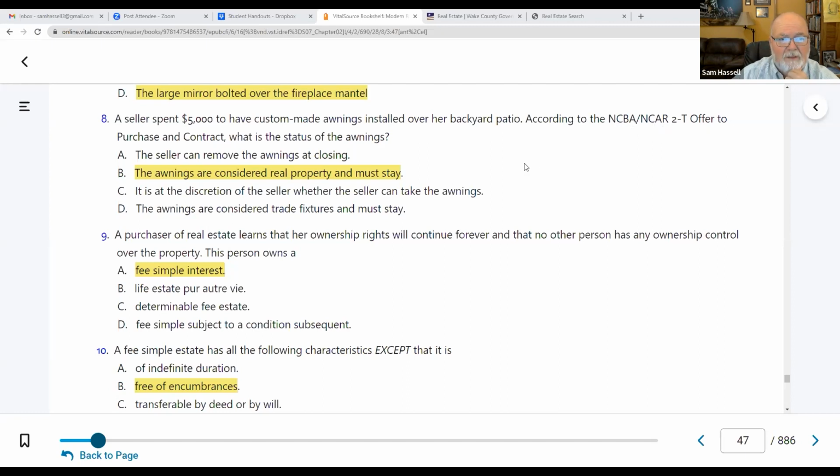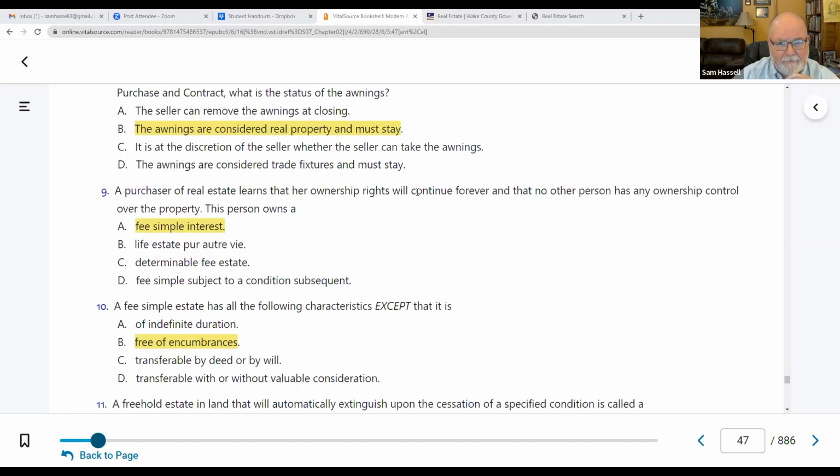So a seller spent $5,000 to have custom-made awnings installed over her backyard patio. According to the contract, what's the status of the awnings? If they are custom-made and they're built in, awnings are considered real property and have to stay. They're a fixture. They're custom-made for that particular property.